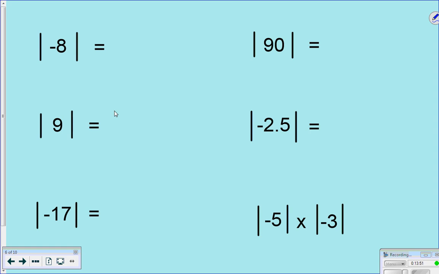Just 9. Is it negative? No, I'm just asking how many spaces. 1, 2, 3, 4, 5, 6, 7, and 9. That's all I'm asking. Absolute value of negative 17? Just 17, right?